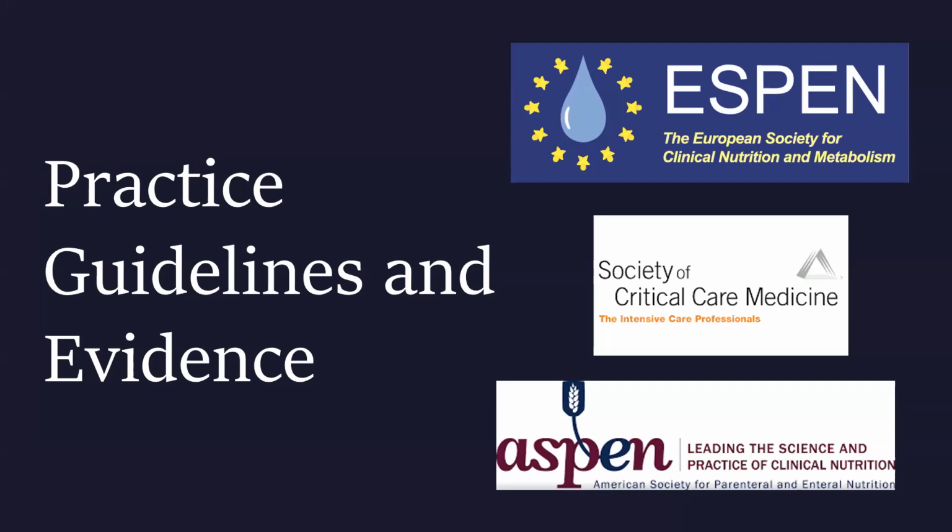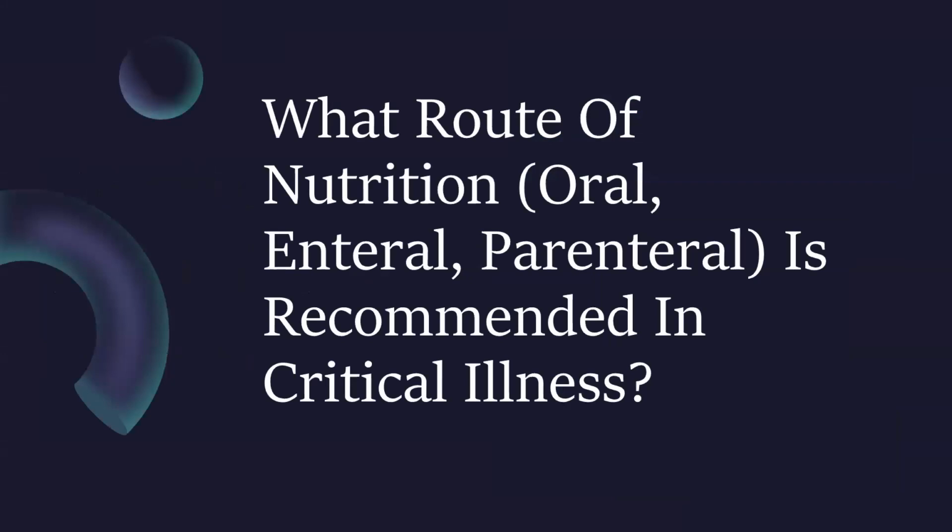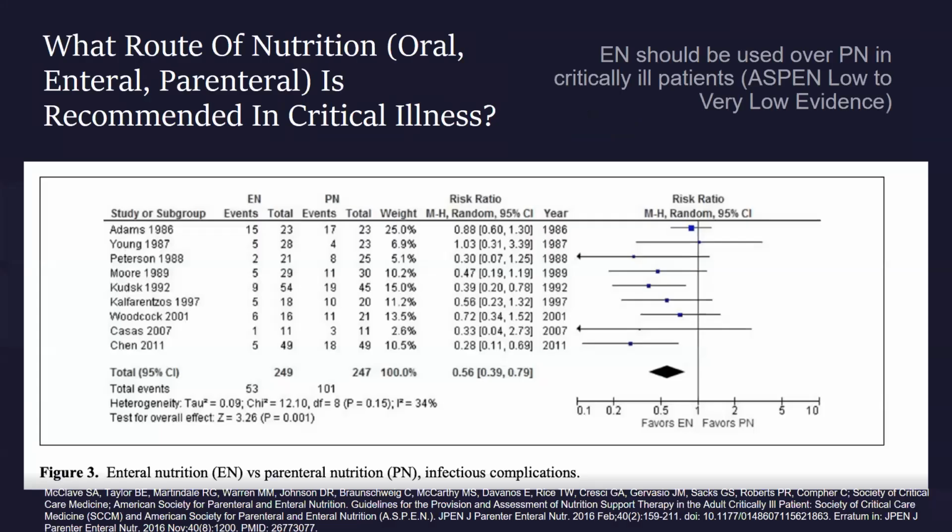Cool. Okay. So the first question I tried to answer was, what route of nutrition, oral, enteral, or parenteral, is recommended in critical illness? Both the Americans and Europeans agree that oral, if possible, is the go-to route that you should always use. But obviously many of our patients can't get oral nutrition, in which case both the American and Europeans state that enteral nutrition should be used over parenteral nutrition.